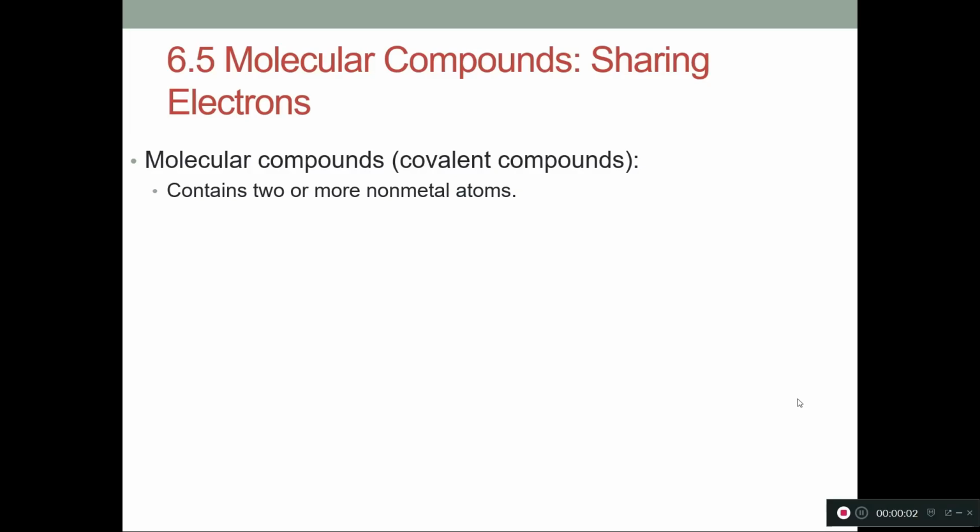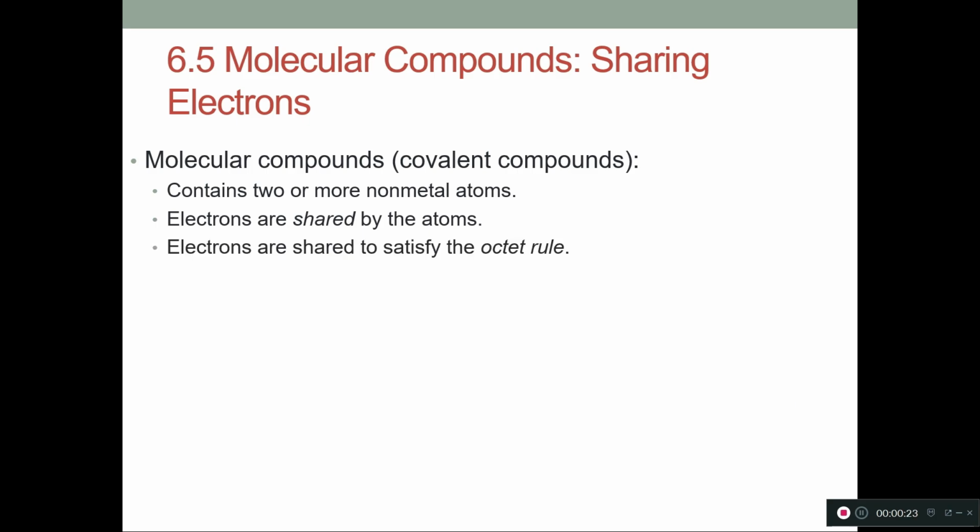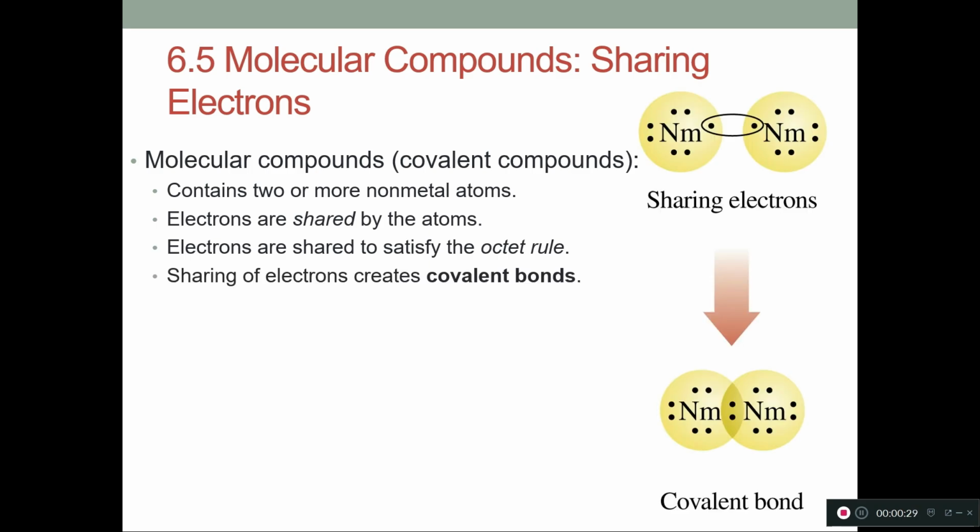In this video, we're going to talk about naming and formulas for molecular compounds, otherwise known as covalent compounds. So these contain two or more non-metal atoms, and the electrons are shared by the atoms. So remember, with ionic compounds, we had electron transfer. Now we have electrons being shared. The electrons are shared in order to satisfy the octet rule. And the sharing of electrons creates covalent bonds.